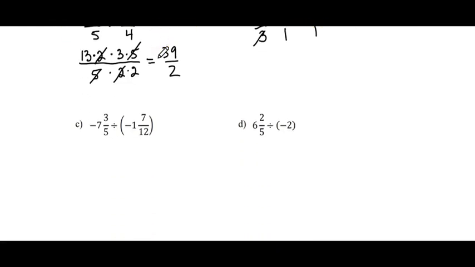All right. The next set of problems, getting a little bit more complicated, but we can handle it. So we have, in part C, negative 7 and 3/5. We are dividing it by negative 1 and 7/12. I am going to verify the sign for the answer. So I have a negative number divided by a negative number. The answer is going to be positive, so I'm just going to write the equal sign and nothing after that.